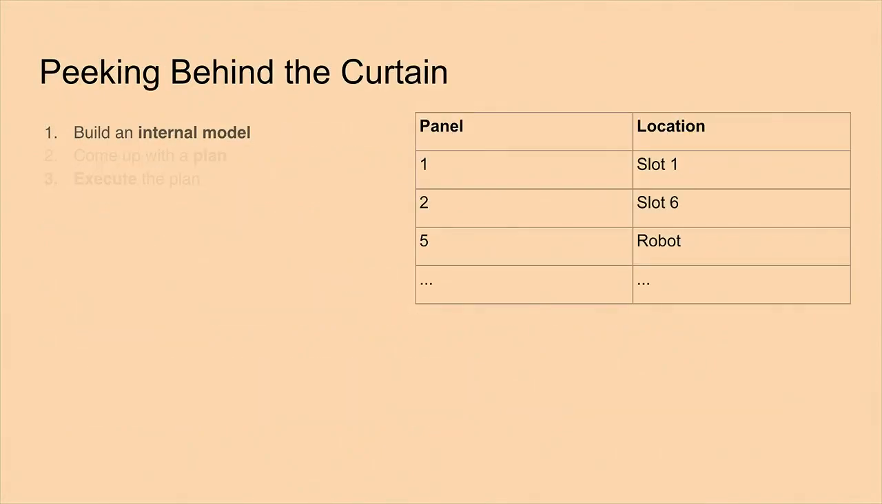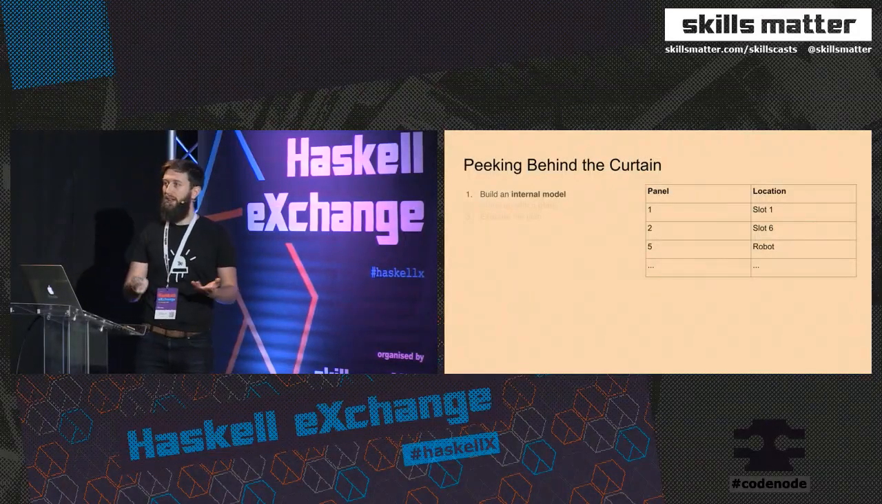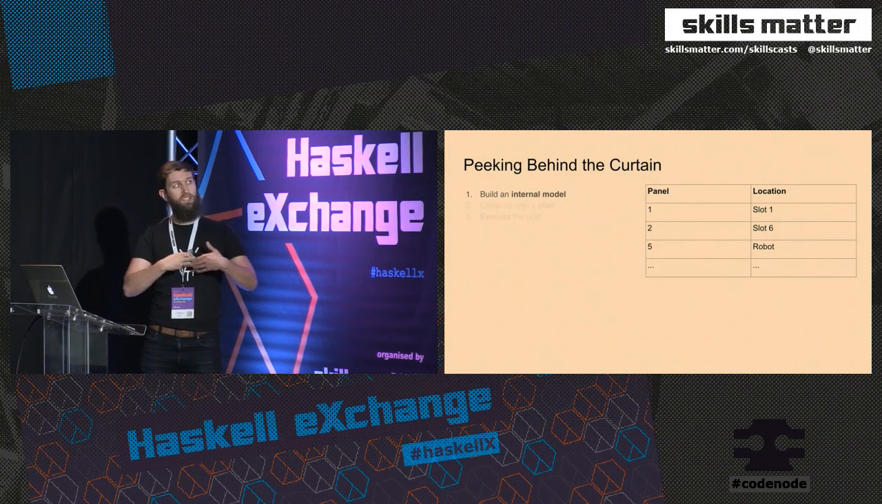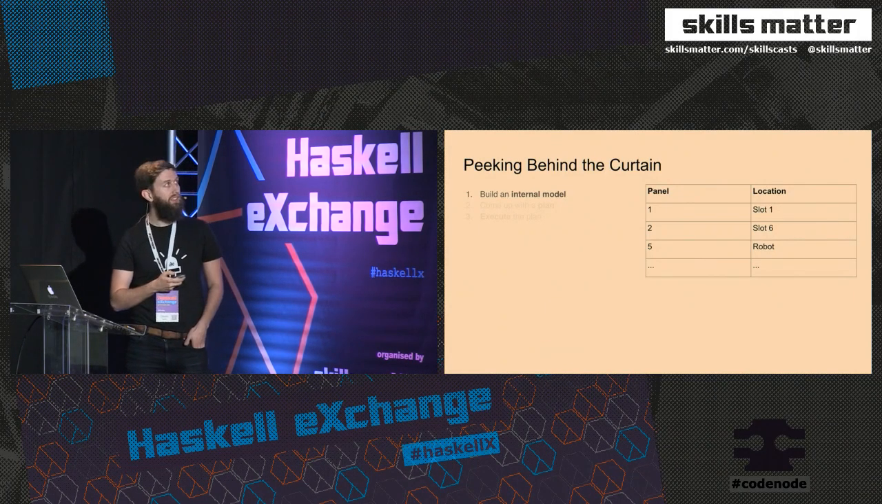So let's finally wrap that up and see what these three steps look like for moving panel 1 into slot number 5. We first build an internal model. The internal model of this factory is really quite simple. We just need to know where all of the panels are. So I know panel 1 is in slot 1. I know panel 2 is currently in slot 6. I know panel 5 is currently in the robot, and so on. And I also have to work out all those actions that I can apply. That's essentially just enumerating a set of known actions.